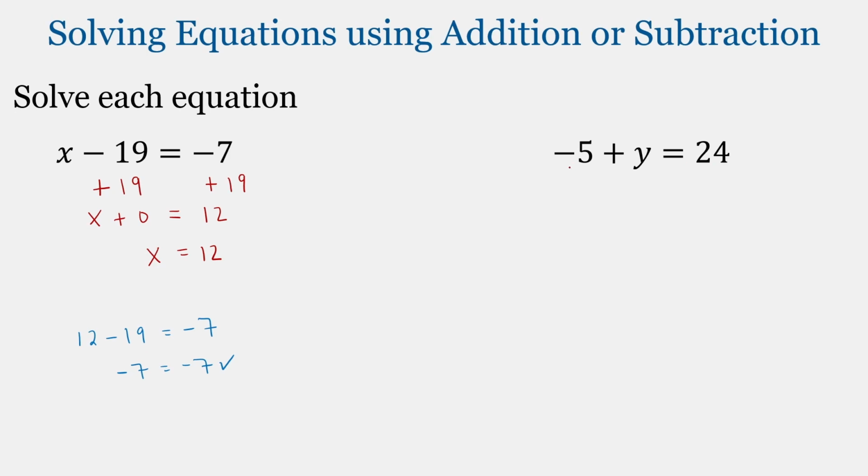So if we have negative 5, we're going to add 5 to both sides. Negative 5 plus 5 is 0, so we have 0 plus y is equal to 29. 0 plus y is y, so we have y equal to 29. And then checking the answer, we're going to have negative 5. Y is now 29, so negative 5 plus 29, and that's equal to 24. Negative 5 plus 29 is 24, so 24 equal to 24.